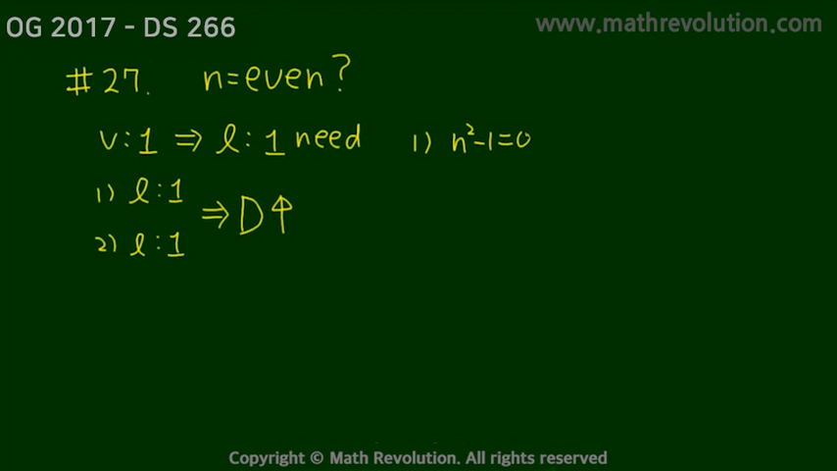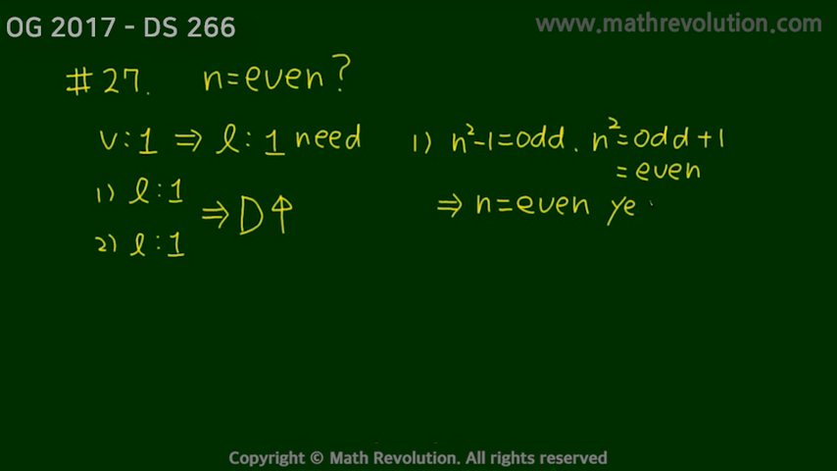In condition 1, n squared minus 1 is supposed to be an odd number, which means that n squared is an odd plus 1 number, which is an even number. And this tells us that n is an even number. So yes, condition 1 is sufficient to solve the problem.